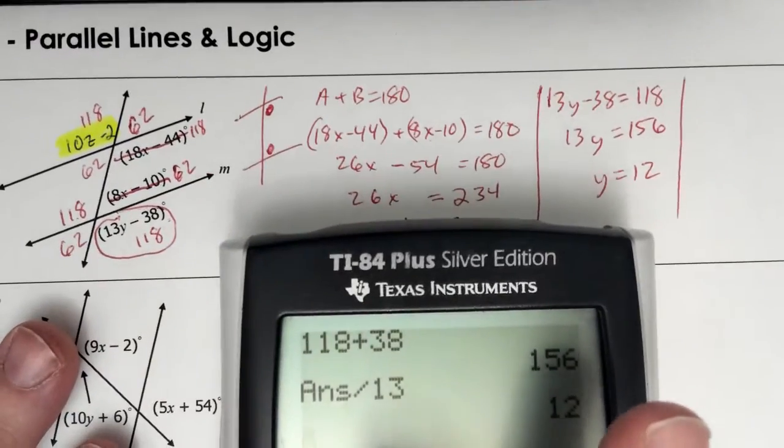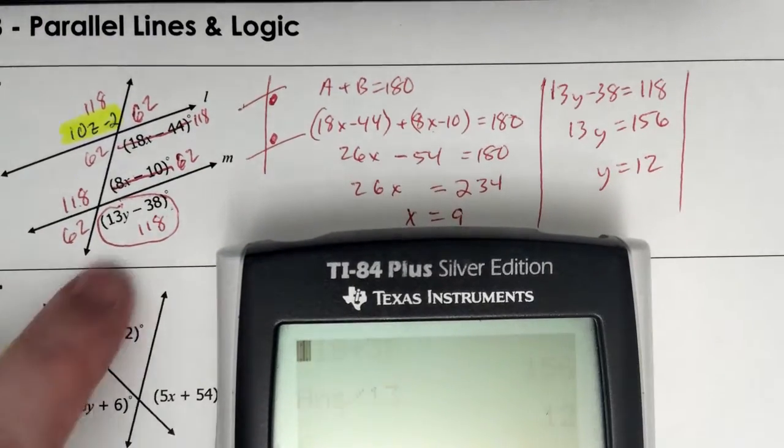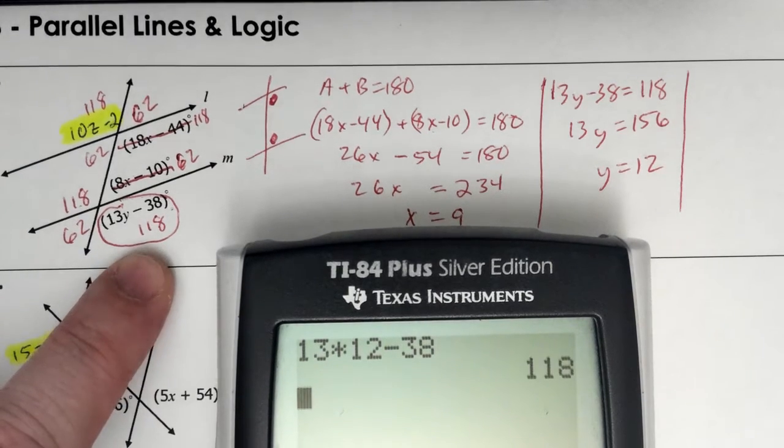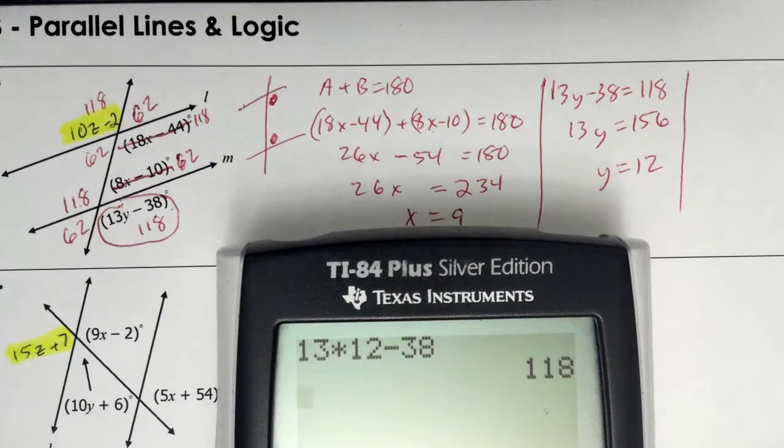So plug it back into the picture to make sure it makes sense. So here we go. 13 times 12 minus 38. I should have popped out with 118, and I do. So that's telling me I'm doing this right. Awesome. One less thing, right?